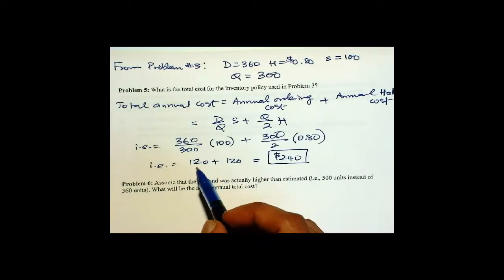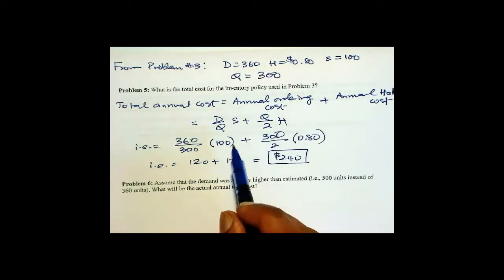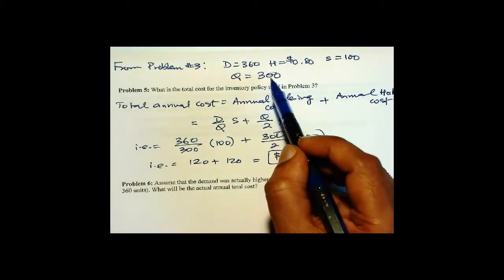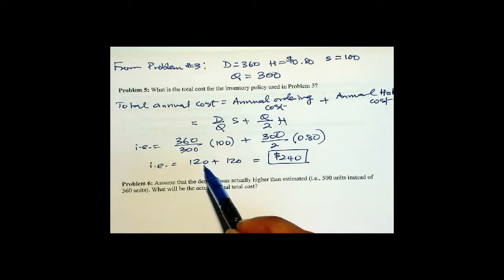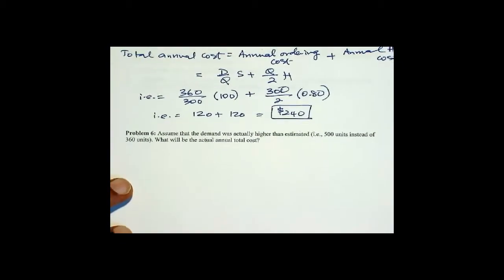Now here, since we did not have to round, we are getting the two costs to be identical. But if we had to round this, then it will not be identical, but it will still be very, very close. And if you get like 120 and 80 or something like that, then you know that there is some kind of mistake somewhere. Okay, next we're going to illustrate the concept of robustness.